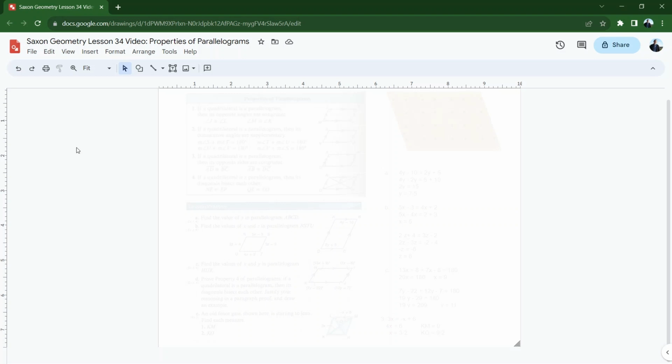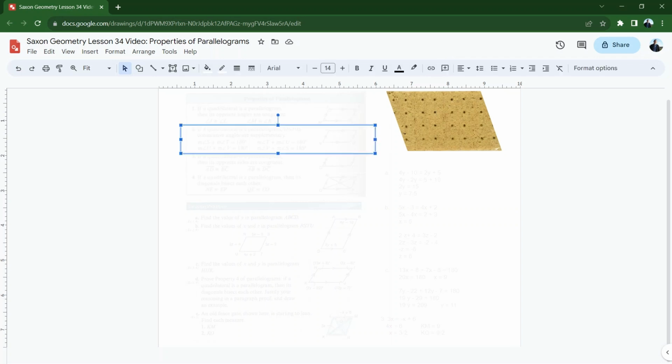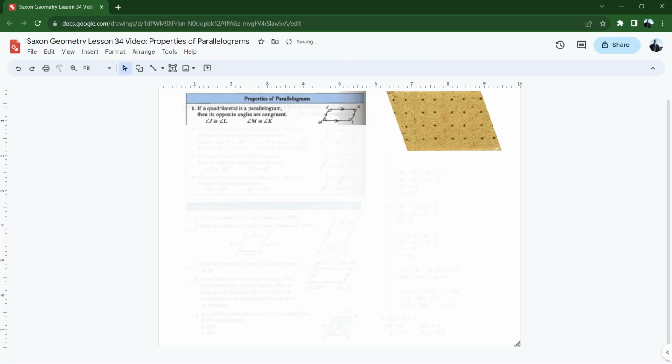Geometry students, in this video we are going to be taking a look at the properties of parallelograms. That's right, we're going to be learning about what makes parallelograms a special type of quadrilateral. Let's get started. There are actually 4 different properties of parallelograms you need to know.